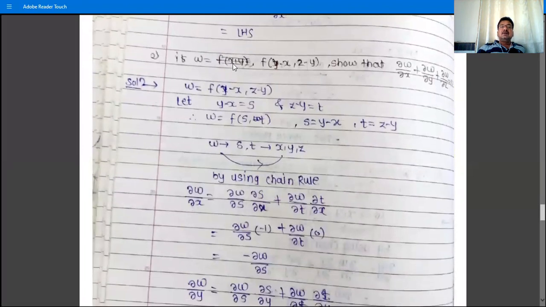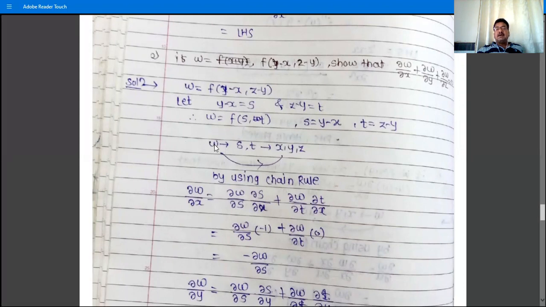Then w is f of y minus x, z minus y. Then we have to prove this. Suppose y minus x is s and z minus y is t, and therefore w is f of s, t. That is, w becomes a function of s and t. s is y minus x, t is z minus y. That is, s and t are functions of x, y, z, and that's why w is a composite function of x, y, z.